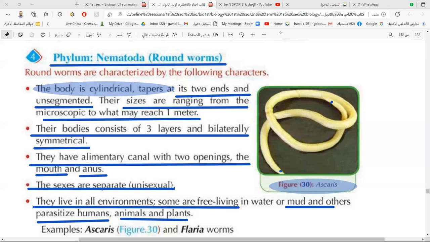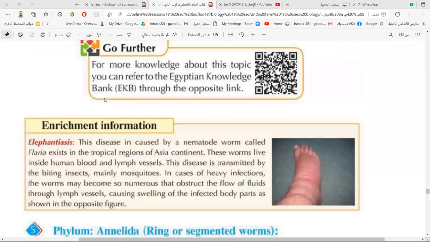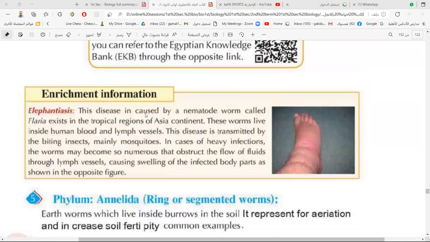And Filaria worm, which is also a parasitic worm, causes a disease called elephantiasis. Because the Filaria worm lives inside the blood vessels, for example in the leg, it causes swelling of the leg. The leg becomes very big, like an elephant's leg. So this disease is called elephantiasis, due to infection by a worm called Filaria worm.